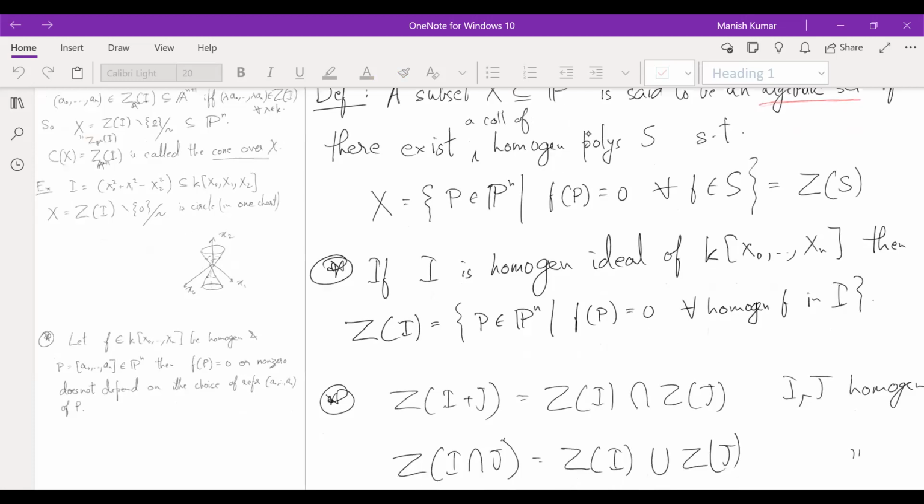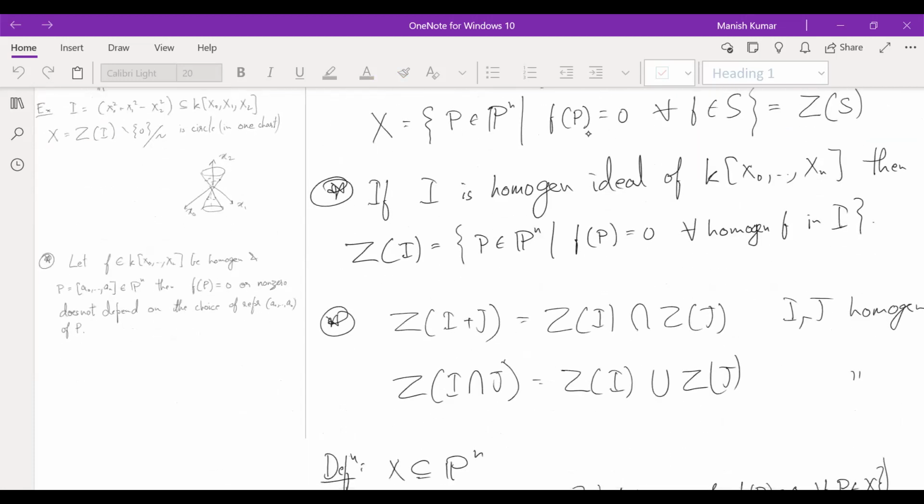And again, you have that zero set of I plus J. If you take two homogeneous ideals and consider the ideal generated, the smallest ideal containing both, then that's again homogeneous, right? Because I is generated by a list of homogeneous polynomials, J is generated by a list of homogeneous polynomials. Then of course, I plus J is generated by the union of these two lists. So it's a homogeneous ideal, and the zero set of that is the same as the zero set of I intersection zero set of J. So the proof of this is the same as in the affine case.